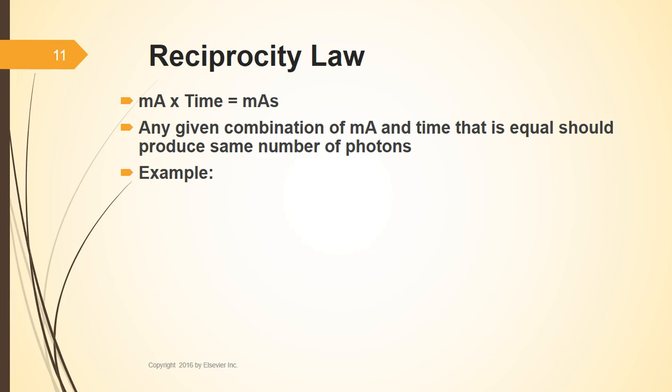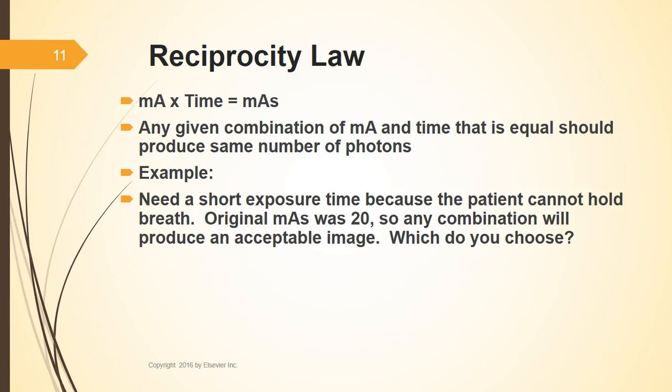So if we want a short exposure because a patient cannot hold their breath, here's an example. We need a short exposure time. We're doing a chest x-ray. The patient cannot hold their breath. The original mass was 20. So if we have 20 mass, we know that 20 mass will produce an acceptable image. So any combination to get that 20 will give you the same amount of photons. That's what you need to know about the reciprocity law.